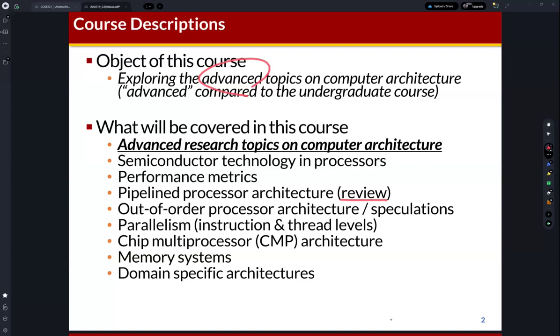So this is the main topic, and also these are very important topics for the graduation exam in the computer engineering department. And then we will cover out-of-order processors, the modern out-of-order processor architecture, and then speculation. So this is a very important topic in this course. Okay, and then parallelism.